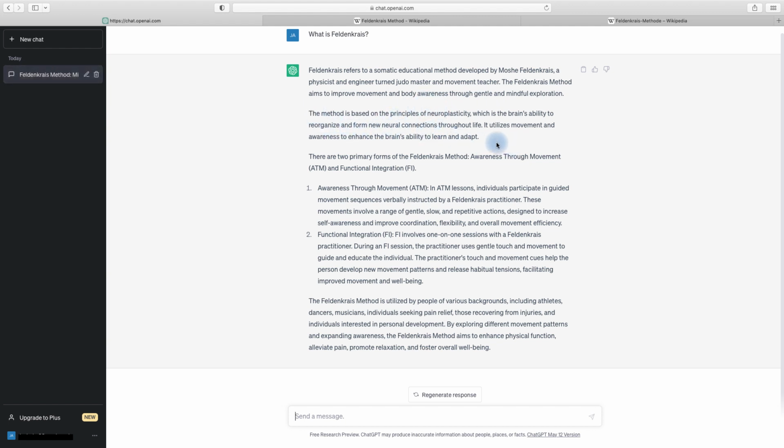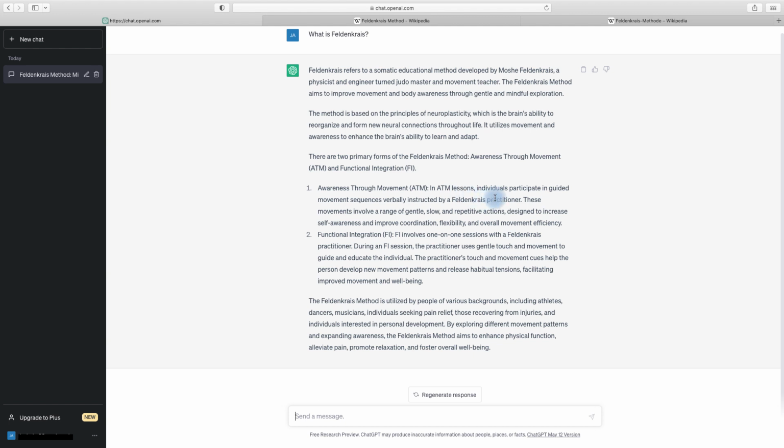The method is based on the principles of neuroplasticity, which is the brain's ability to reorganize and form new neural connections throughout life. It utilizes movement and awareness to enhance the brain's ability to learn and adapt. There are two primary forms of the Feldenkrais method: awareness through movement, ATM, and functional integration. And then we have a short explanation.